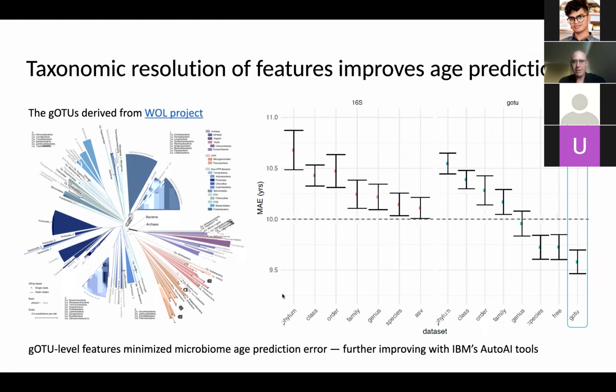What we found is that not only could we improve the age prediction overall from marker data, but by looking at genome resolved and strain resolved data, we could substantially reduce the average error. So the average error in prediction of age from an individual. This was a really important advance because prior methods using shotgun metagenomics had typically provided worse predictions than methods using the 16S ribosomal RNA marker gene. And so we're further improving this in collaboration with IBM using their Auto AI tools at the moment.